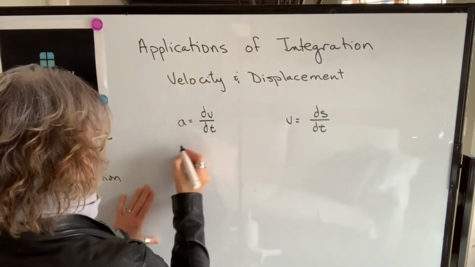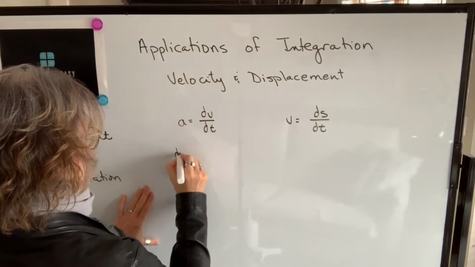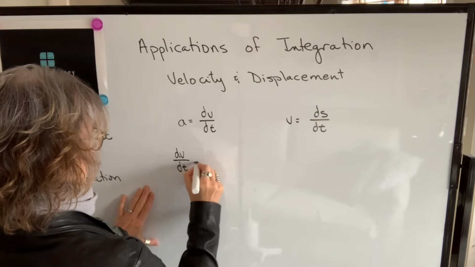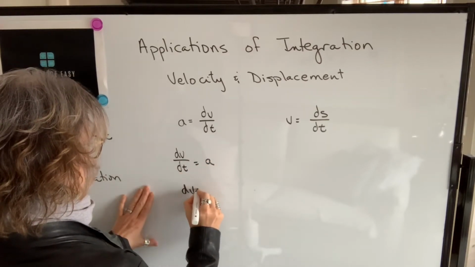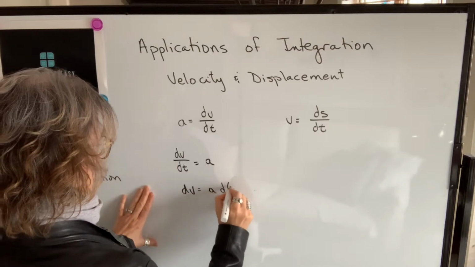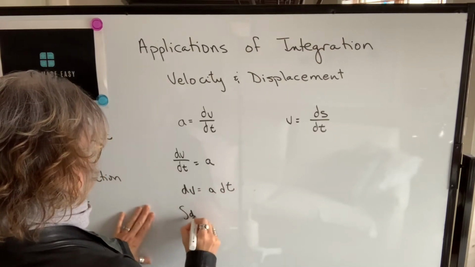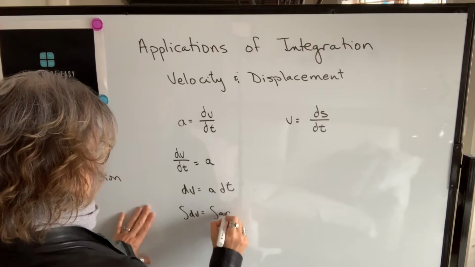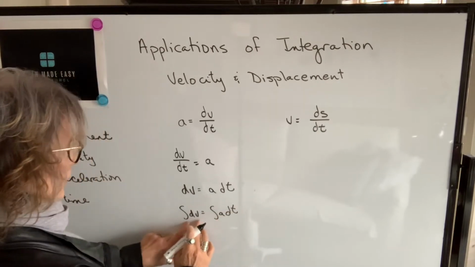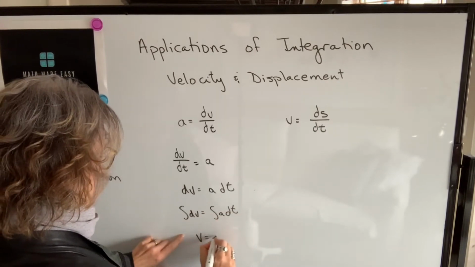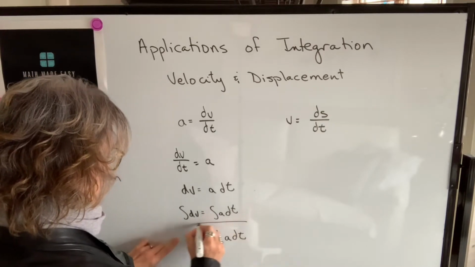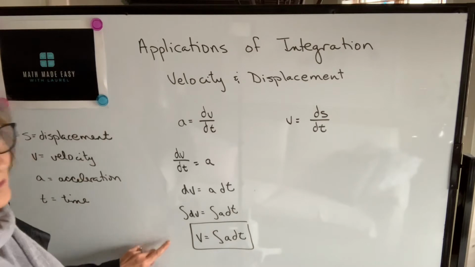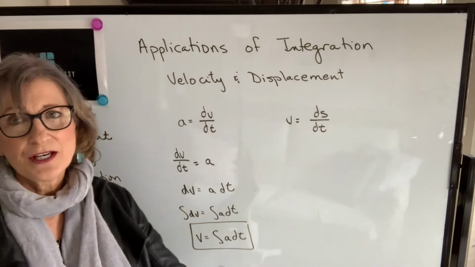So what I'm going to do is just reverse this. So dv/dt will equal acceleration. I'm going to multiply both sides by dt. And then I'm going to integrate both sides. The integral of dv will just be v. So v will be the integral of acceleration. So we're just going in reverse of differentiating.